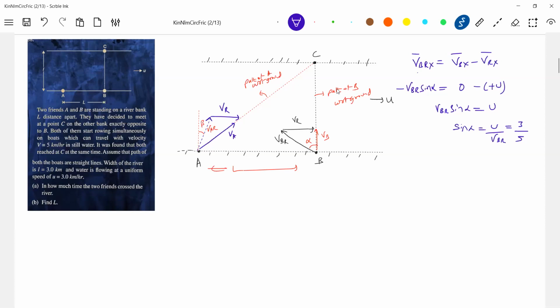So now what is the time taken to cross? How much time do the two friends take to cross the river? So shall we calculate the time? Any formula for this? The width of the river, he has given L as the symbol, L by root of, where VR is U, VRx, I'll write it. Both are having the same, VAR and VBR are the same.